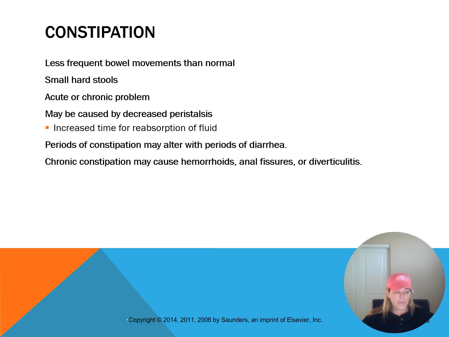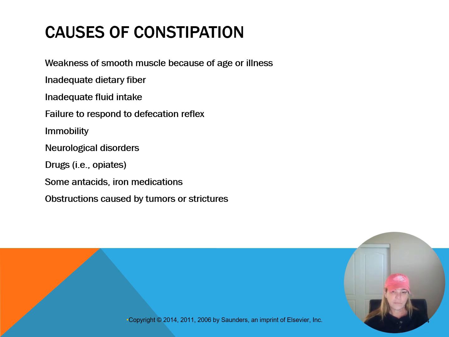And then we have constipation, which is the opposite of diarrhea; we're not having enough bowel movements. It can be an acute or chronic problem. Chronic constipation can cause hemorrhoids, anal fissures, or diverticulitis because usually the stools become hard and don't move through the system very well. Causes of constipation are weakness of smooth muscles, or age or illness. Not taking enough fiber, not taking enough fluid.